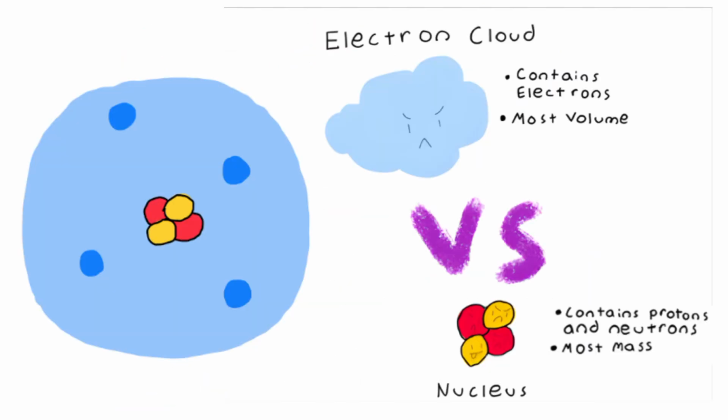This is a zoomed-in diagram of an atom. The protons and neutrons are all clumped together in the center of the atom, and they form something called the nucleus. The electron cloud surrounds the nucleus, and as the name suggests, this is where the electrons are found. Now, the electron cloud makes up most of the atom's volume, and it can be up to 100,000 times larger than the nucleus in diameter. However, because protons and neutrons have a far greater mass than electrons, the nucleus still makes up most of the atom's mass, despite being smaller in terms of volume.